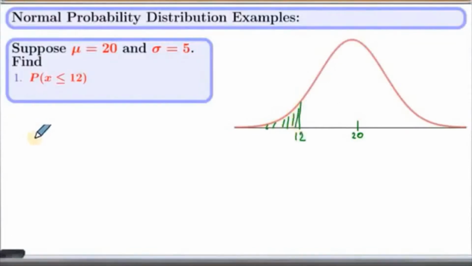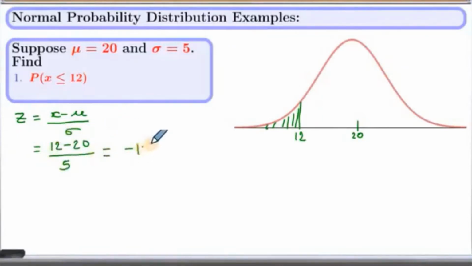First, let's find z-score for 12 using this formula. Z equals x minus mean over standard deviation. So our x is 12 and our mean is 20 and our standard deviation is 5. So let's substitute those numbers in this formula here. We have 12 minus 20 over 5, which is equal to negative 1.6.